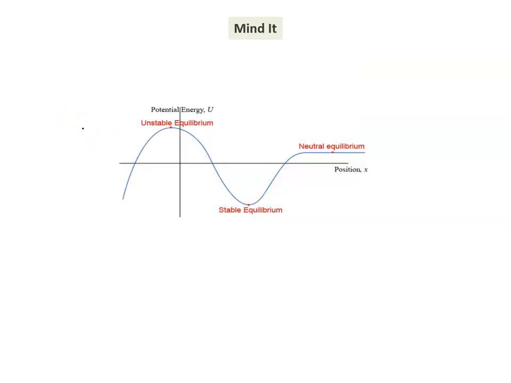Then similarly we can say, you should keep in your mind, this is the potential energy versus position graph. This situation is known as the unstable equilibrium. This is the stable equilibrium and this is the neutral equilibrium. So I hope the equilibrium concept is very much clear to all of you.